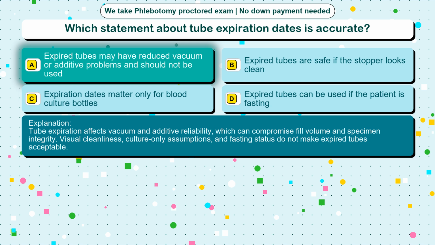Tube expiration affects vacuum and additive reliability, which can compromise fill volume and specimen integrity. Visual cleanliness, culture-only assumptions, and fasting status do not make expired tubes acceptable.